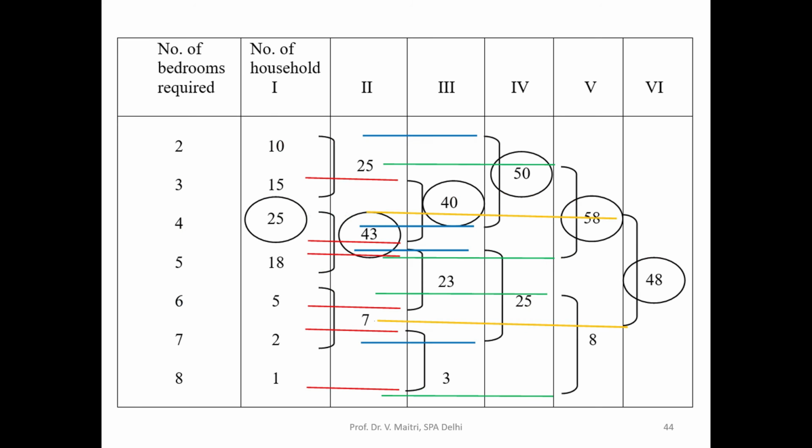Let's see how. Number of bedrooms required: 2, 3, 4, 5, 6, 7, 8. And number of households: 10, 15, 25, 18, 5, 2, 1. So now we prepare column number 2. In column number 2, we take 10 plus 15, 25. Then 25 plus 18, 43. Then 5 plus 2, 7. Leave this one alone, no need, you don't require it.